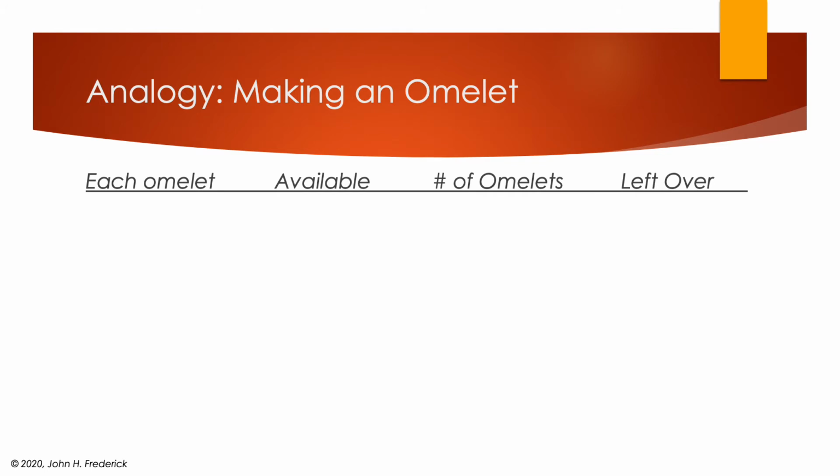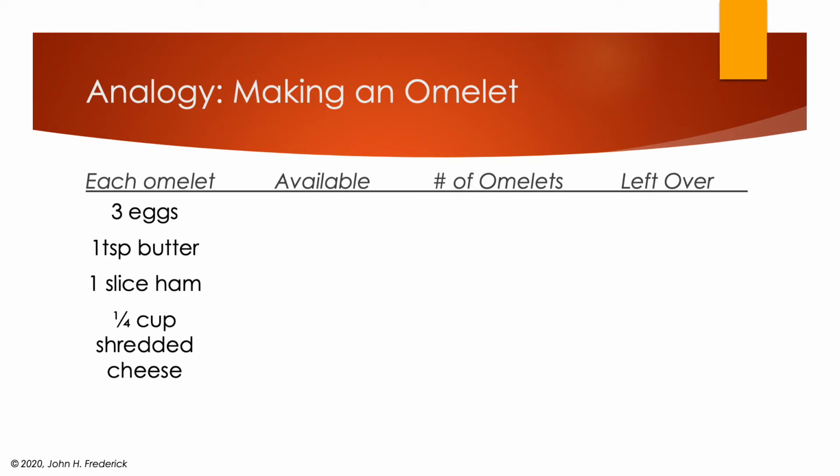I like to eat omelets, and fortunately my wife is really good at making them, so I'm going to say that each omelet that we eat and make has 3 eggs. It uses a teaspoon of butter, it has a slice of ham, and a 1/4 cup of shredded cheese. That's what makes the ideal omelet in our household. Now we're ready to make some omelets.